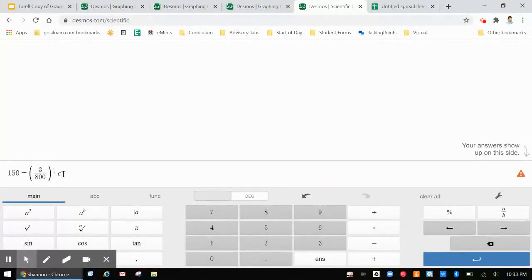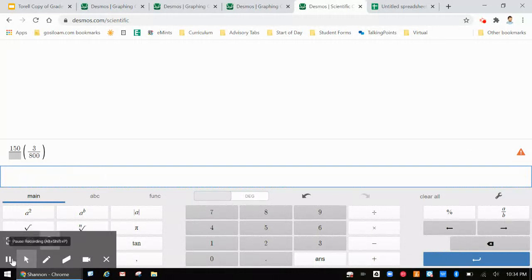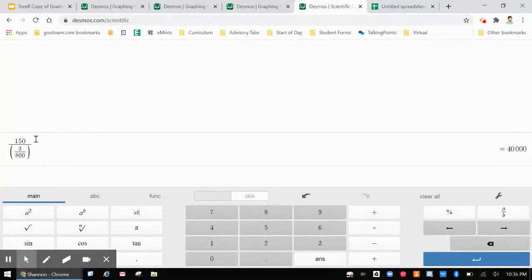What do we need to do to get the C by itself? What are we doing right here? That's multiplication. So what's the opposite of that? So what we would have to do is divide both sides by 3 over 800. So what we can do is just divide 150 by 3 over 800. All right, looks a little weird, but 150 divided by 3 over 800 would give me 40,000. So we can plug that in.